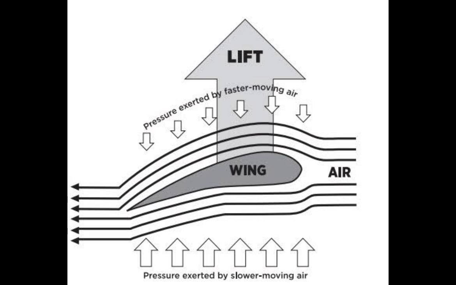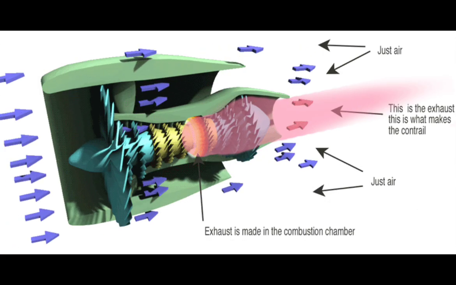Now, how does the plane move forward in the first place? This is the job of the thrust. This is the power force that propels the plane through the air, allowing the wings to generate lift. Thrust is produced by the plane's engines.